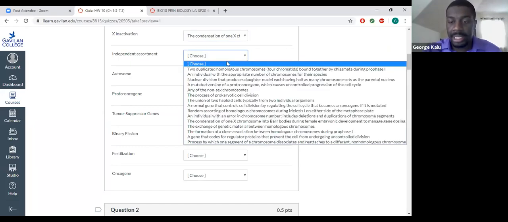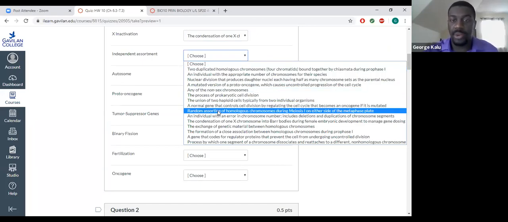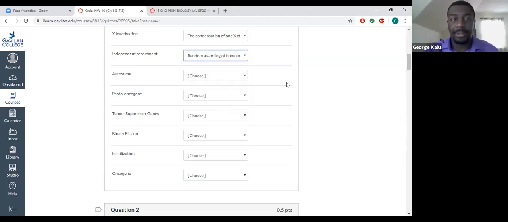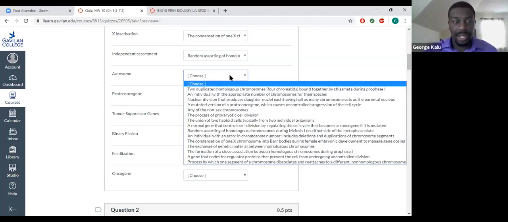Okay. Next one is independent assortment. What do we think independent assortment is? Yes, Joanna. So this is where we have random assorting of our homologous chromosomes. Right. So they're going to move on regardless of whether they came from the male side or the female side, okay? Or I guess mom's X chromosomes and dad's X chromosomes. They're going to randomly assort themselves on either side of the metaphase plate. And so this is going to be the second place where we see genetic variation happening in meiosis. Beautiful. Okay, what is an autosome?